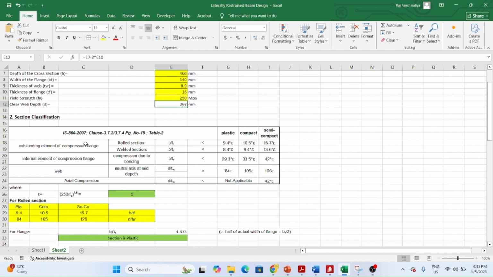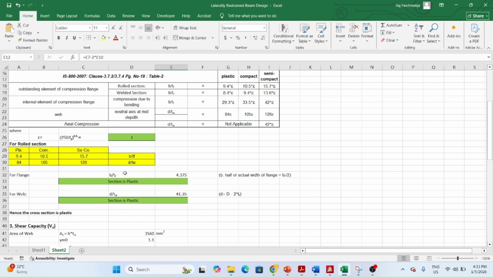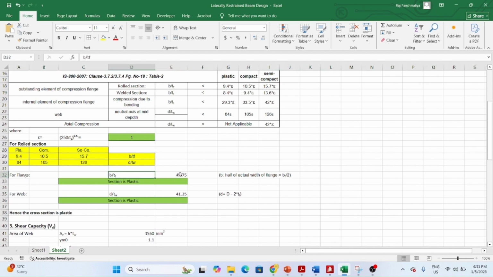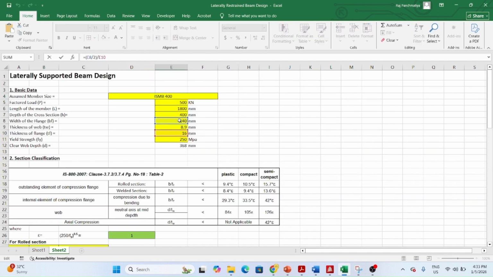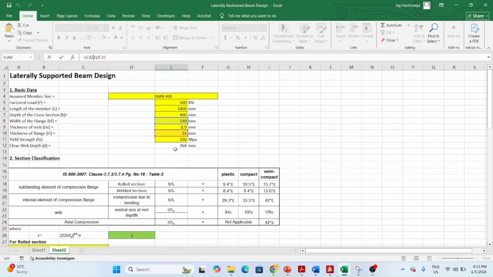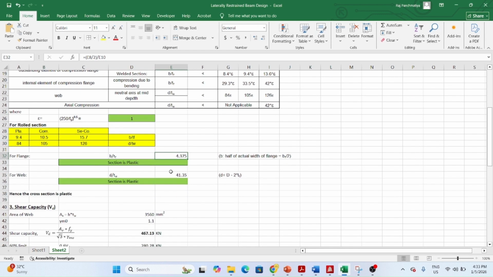Now the first step is to classify the section. So we will first classify the flange. So B by TF value. What is B? B is nothing but half of the flange width. So in our case 140 by 2, B is 70 mm, divided by TF. What is TF? Thickness of flange, which is 16 mm. So in our case, B by TF is 4.375. So it is less than 9.4E, right? So it is plastic.